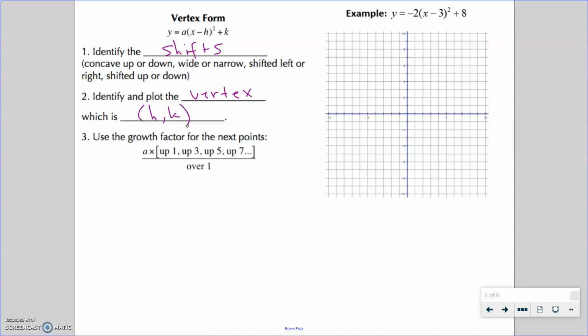Okay, so plot that point first and then go from there. Then use the growth factor for the next point. So remember we talked about A times the 1, 3, 5, 7 rule. Okay, so let's look at this example to see what you remember. If you want to pause at this point in time and try it on your own, that might be a good idea.